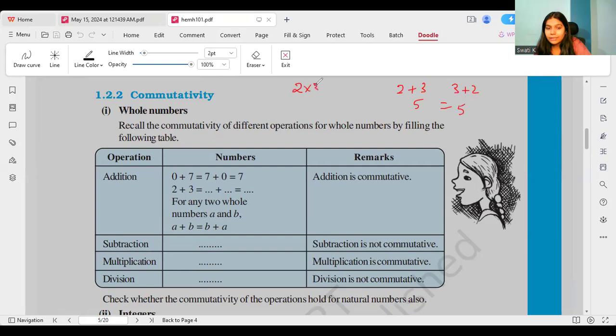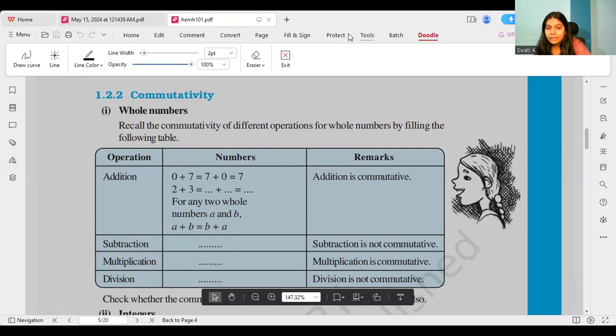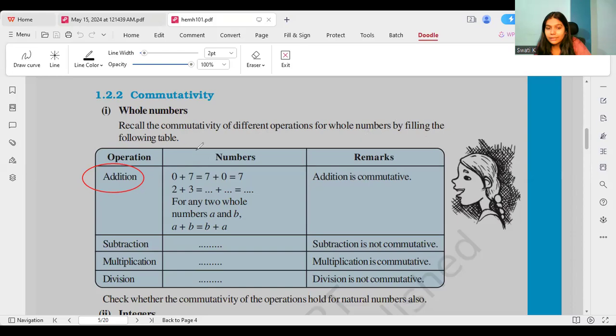If you do 2 times 3, 6. If you do 3 times 2, 6. Are they the same? Yes. That is called commutative property. Now let us check whether it is true for addition, subtraction, multiplication and division. Recall the commutativity of different operations for whole numbers by filling the following tables. For addition, 0 plus 7 will be the same as 7 plus 0. Yes, addition is commutative. 2 plus 3 will be the same as 3 plus 2, which is 5. So for any two whole numbers A and B, A plus B will be equal to B plus A.